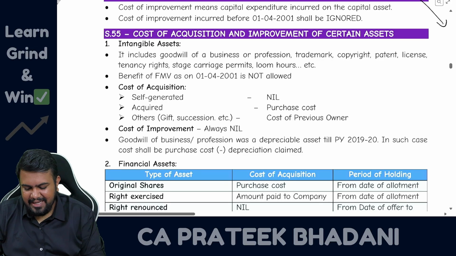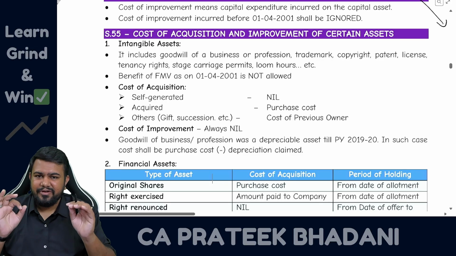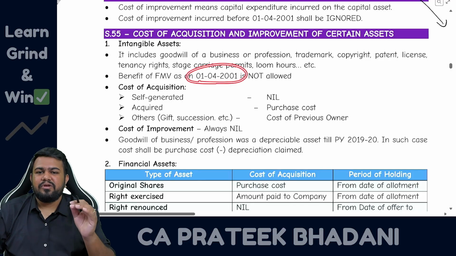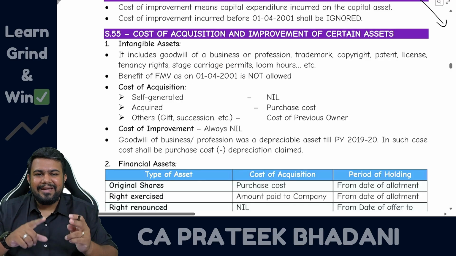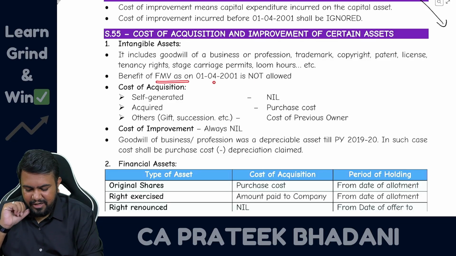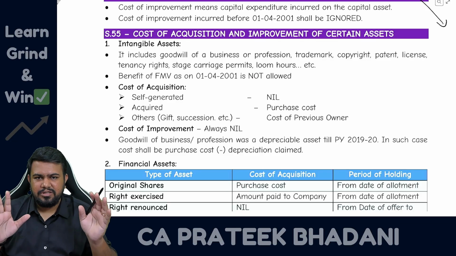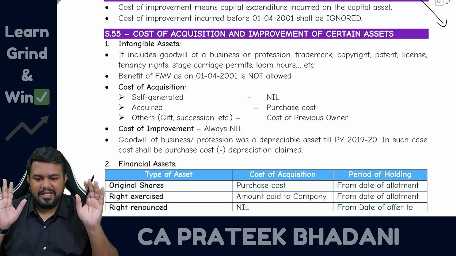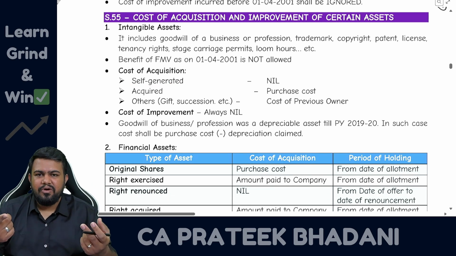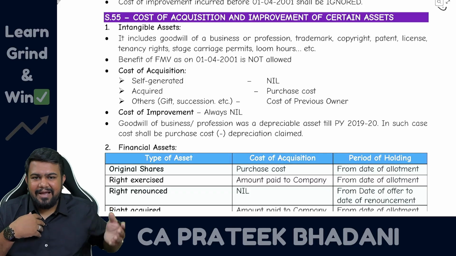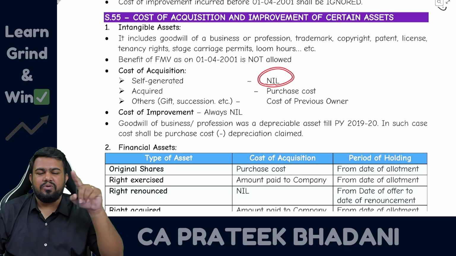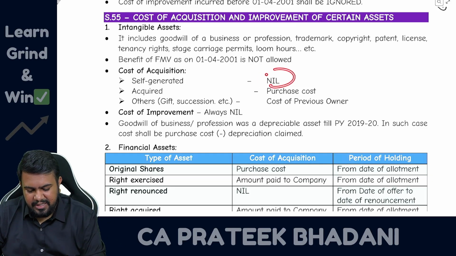So these intangible assets are there, no? Here the first point is that you cannot take the benefit of fair market value as on 1/4/2001. So if the intangible asset existed before 1/4/2001, you cannot take the fair market value of 1/4/2001 as the cost. That benefit is not there for intangible assets. Then if an intangible asset is self-generated, for example, I have created that asset myself, in such case, cost will be taken as 0.